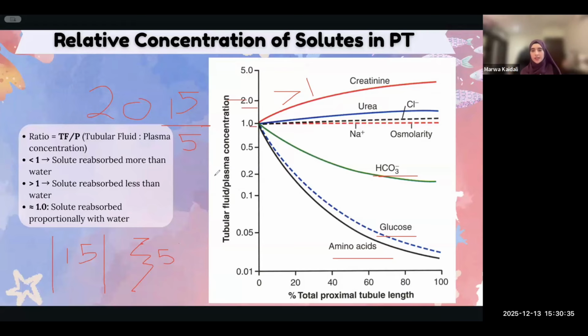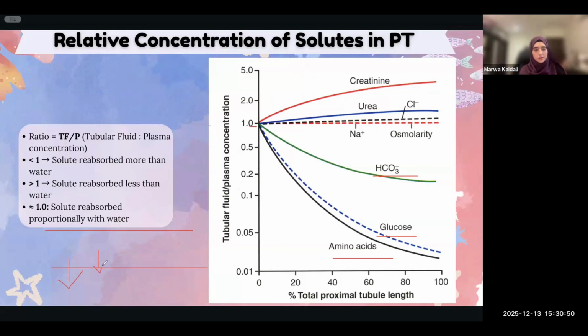Okay. So again, urea, basically, let me try to draw this out. So this is our tubular fluid, okay? And we had a bunch of water that was being reabsorbed the entire time, okay? Now urea, let me do a different color.